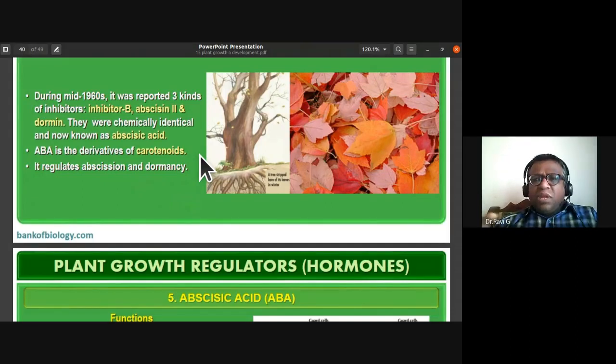You know the carotenoid pigments, isn't it? They are the derivative of carotenoids. It regulates abscission and dormancy. Abscisic acid regulates or controls abscission, that is shedding of leaves, and dormancy. The dormancy of seeds and buds are all regulated by abscisic acid, which is a growth inhibitor. So it regulates abscission and dormancy.